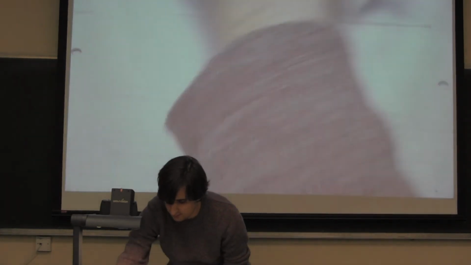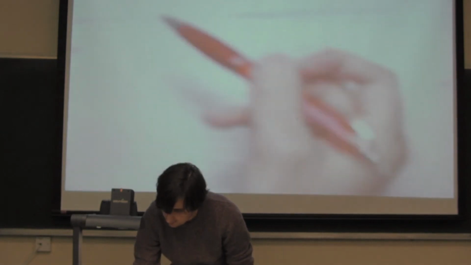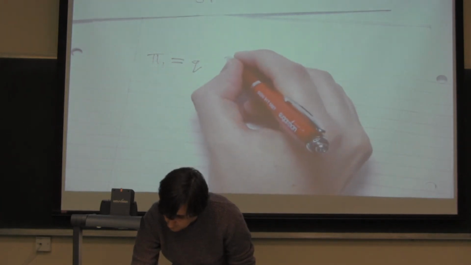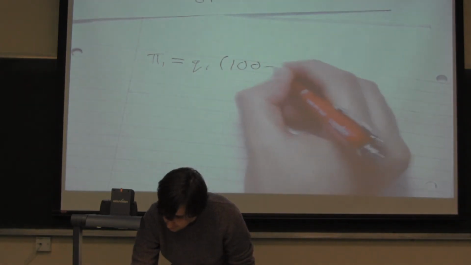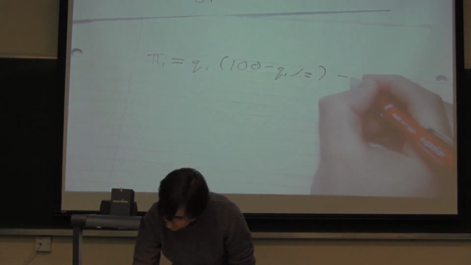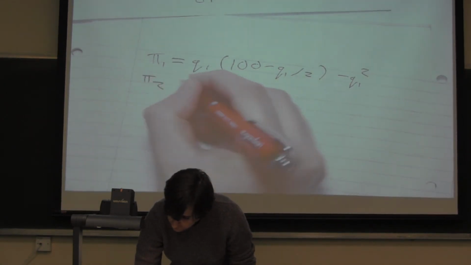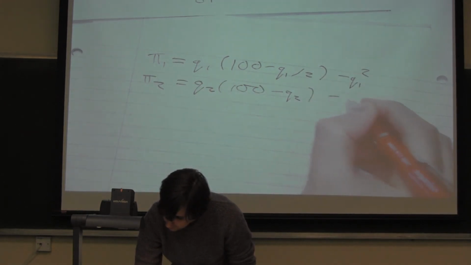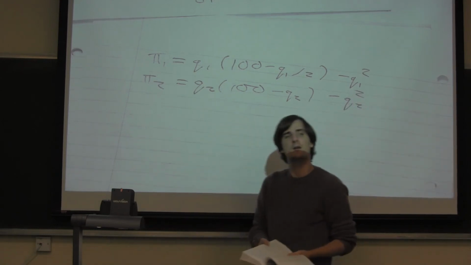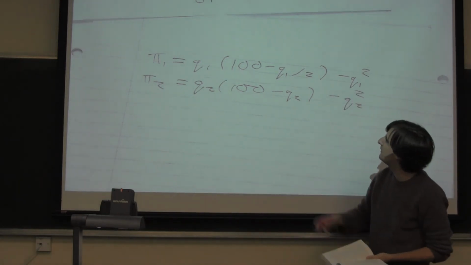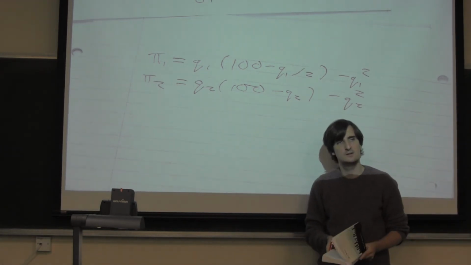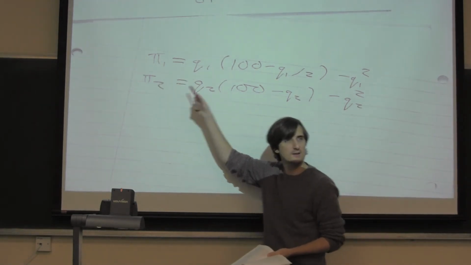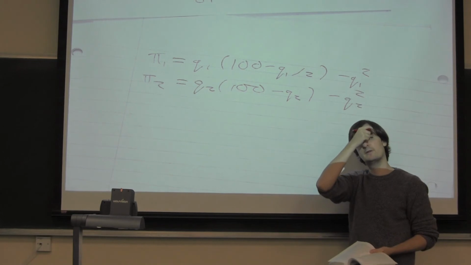So the question is saying, well, suppose we went to a new situation in which one firm had profits Q1 times (100 minus Q1 over 2) minus Q1 squared, and the other firm had profits Q2 times (100 minus Q2) minus Q2 squared. So intuitively, are profits with this split-up firm going to be higher or lower? Total profits, the sum of pi 1 and pi 2, can be bigger or smaller than the pi we found before.